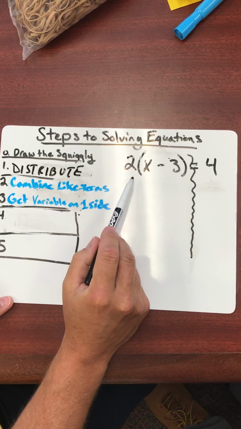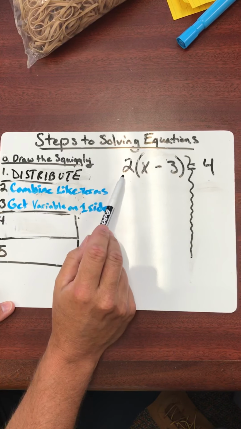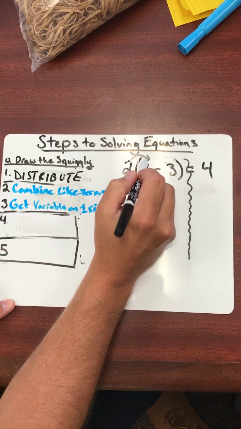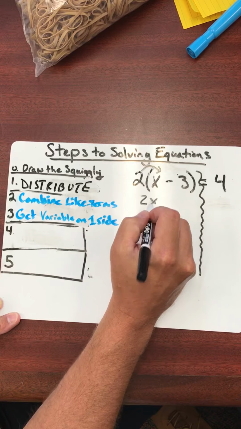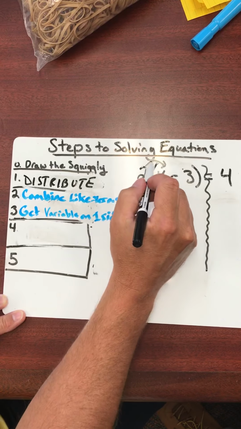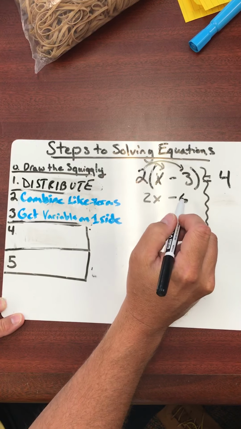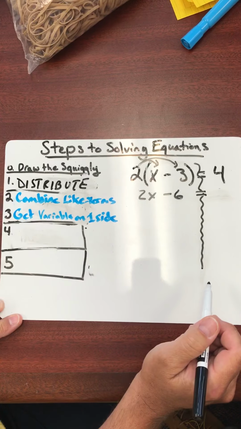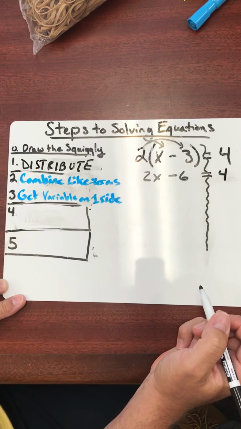On the left side of our equation, we have parentheses with the 2 multiplied on the outside. So this 2 needs to be multiplied by every term inside the parentheses. We'll take the 2 multiplied by the x, which gives us 2x. We'll take the 2 and multiply by the -3, which gives us -6. On the right side of the equation, there are no parentheses. We don't have to distribute, so we'll just bring down whatever we had, which was just that 4.